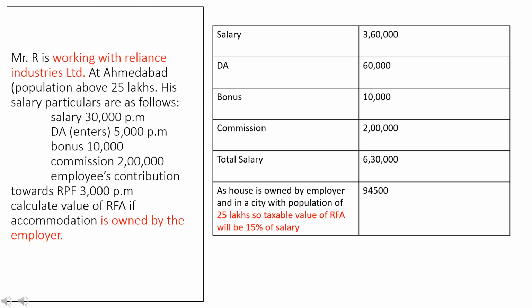Now, in this statement, the employee is a private employee and the accommodation is owned by the employer. So, we'll check the population of the area where the accommodation has been provided. As the population is above 25 lakhs, the value of RFA will be 15% of salary, and the salary to be taken will include basic salary, DA, bonus and commission. So the value of RFA in this question is 15% of 6,30,000, that is 94,500.